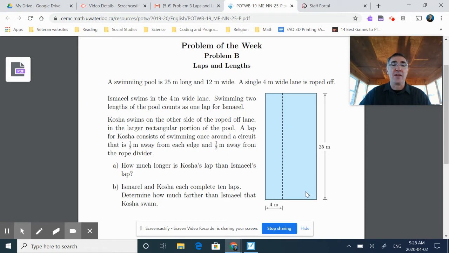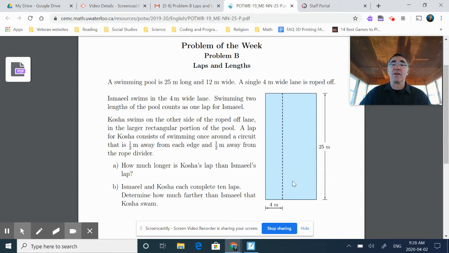And then B, Ishmael and Kosha each complete 10 laps. Determine how much further than Ishmael that Kosha swam. And so really the difficult portion of this problem is, it should be a fairly easy number sense problem to solve once we understand what it's asking for. So that sentence right there: a lap for Kosha consists of swimming once around a circuit that is a half a meter away from each edge and a half a meter away from the rope divider.